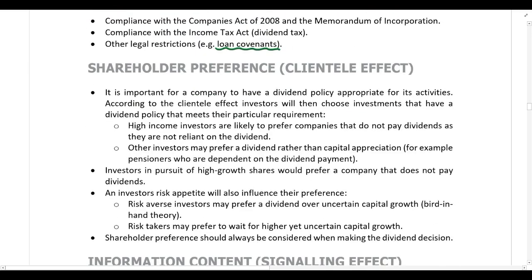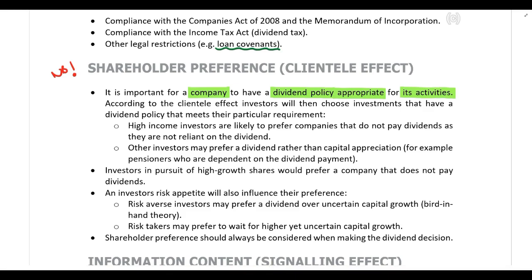Then in addition to that, we always need to consider shareholder preference or the clientele effect. And this is extremely important. So guys, all companies should have a dividend policy that is appropriate for their activities. So because all companies are different and unique, all companies will have different requirements. So for example, we might have a company that has a lot of investment opportunities, and those investments have a positive net present value. So obviously, if the company wants to invest, they can't be paying high dividends. They need to keep the money in the company for investment opportunities.